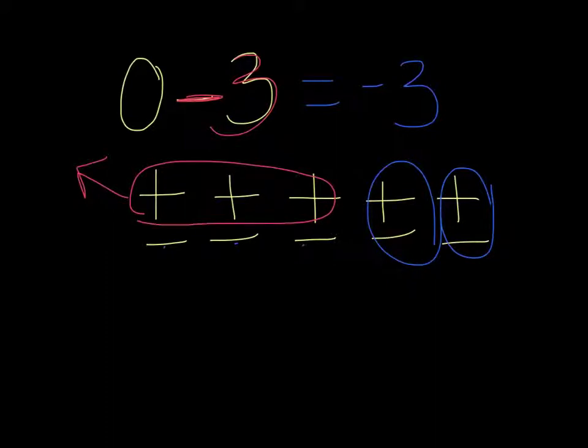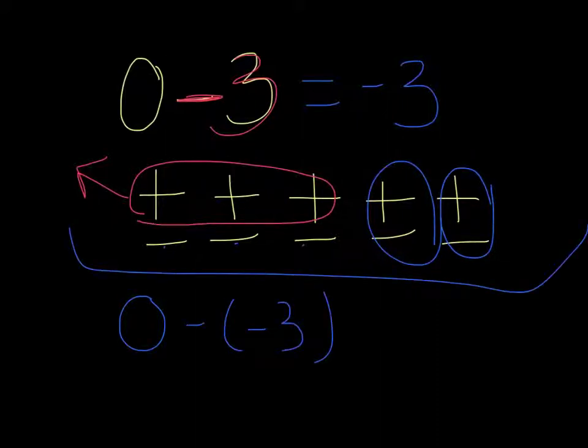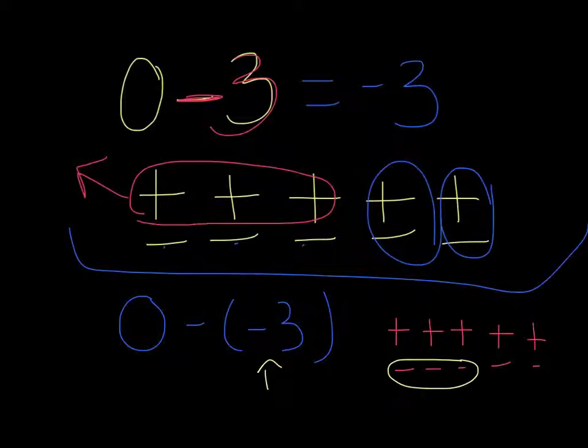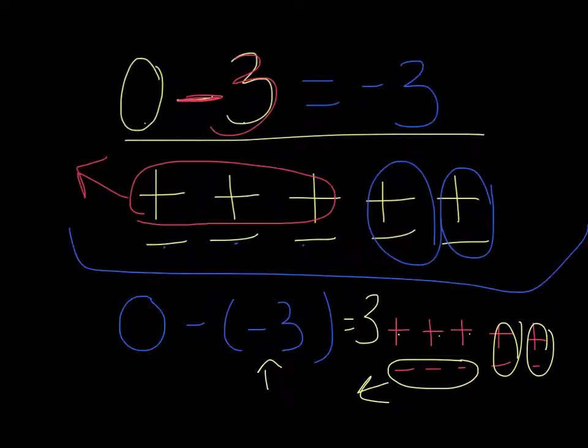I want you guys to see here how 0 minus 3 is different than 0 minus negative 3. Make sure we're looking at the right thing here. So 0 minus negative 3, we're still starting with 0. This time I'll start with 5 0 pairs just because. This time I'm removing 3 negatives, so I'm taking these 3 away. Ignore any 0 pairs that are left and count up 3 positives. So 0 minus 3 is negative 3. 0 minus negative 3 is a positive 3.